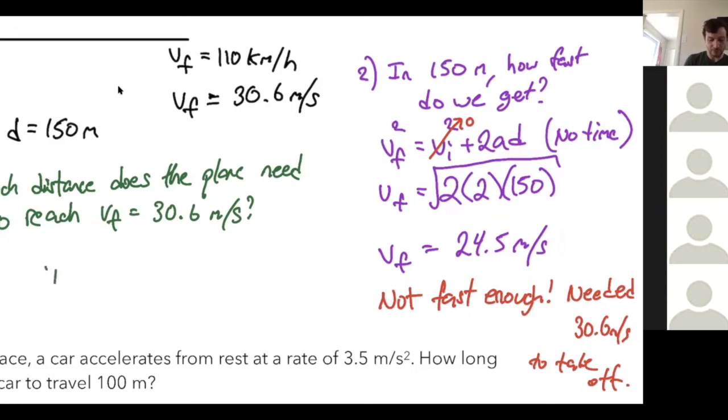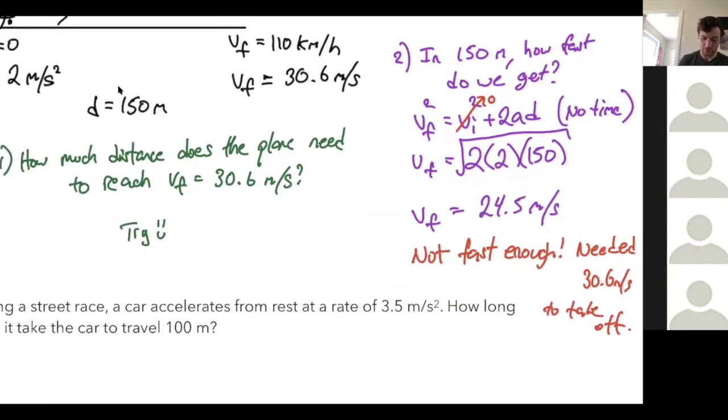Try this one on your own. Try the first way on your own. You're going to get the same answer. You're going to get that this plane does not have enough room to take off. So try it. Okay, cool.